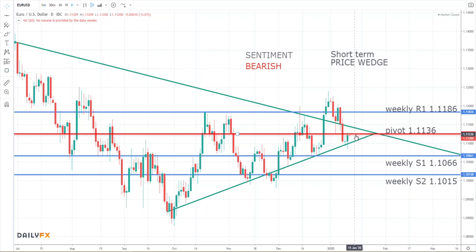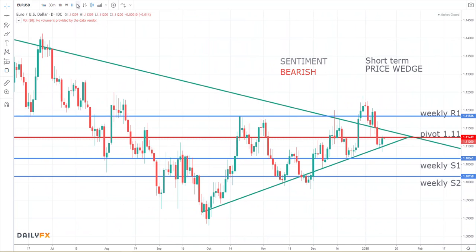The other scenario is that price hangs out below this triangle. It might move a little bit above the pivot point, but then get a sell. And if we see a sell here, this should be a pretty sustainable, pretty substantial breakout, at least down to this 1060 level.